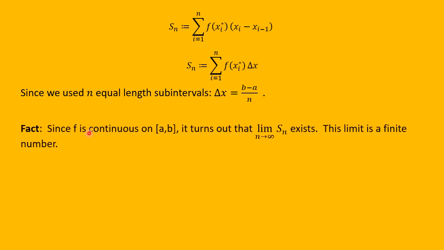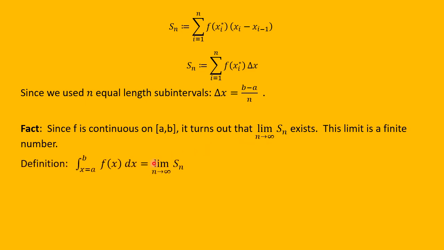We have the following fact. Since f is continuous on that closed interval from a to b, it turns out that the limit as n goes to infinity of S_n exists, and this limit is a finite number. Now this seems kind of strange because I haven't told you how to pick these x_i stars. You can pick them any way you want as long as the x_i star is in the ith subinterval. As n goes to infinity and the lengths of the subintervals approach 0, it doesn't matter which x_i stars you pick. You'll get the same limit, and it's some finite number.